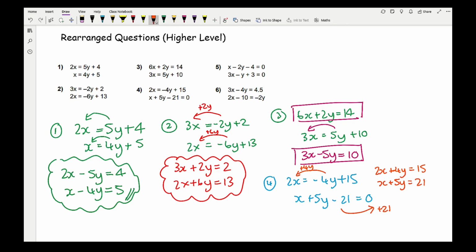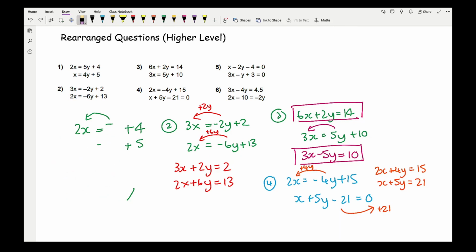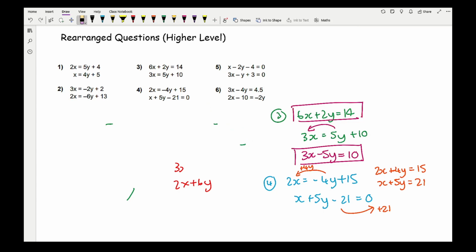And there you go. Now for question 5, so let's just get rid of this so we've got a bit more space. So with question 5, I've got x minus 2y minus 4 equals 0, and I've got 3x minus y plus 3 equals 0. Now again, with this I don't have to move anything around because I've got everything all on one side, and that is absolutely fine, and they're both equal to 0.